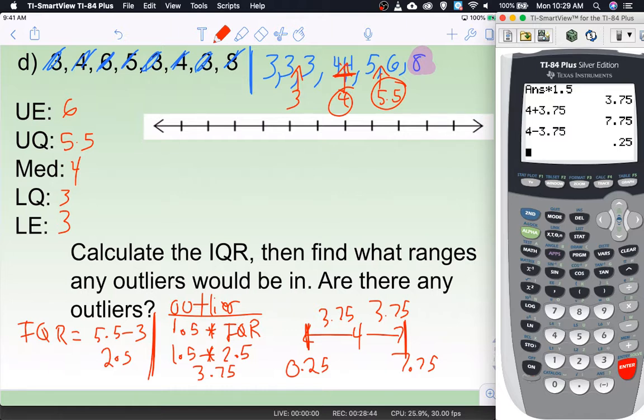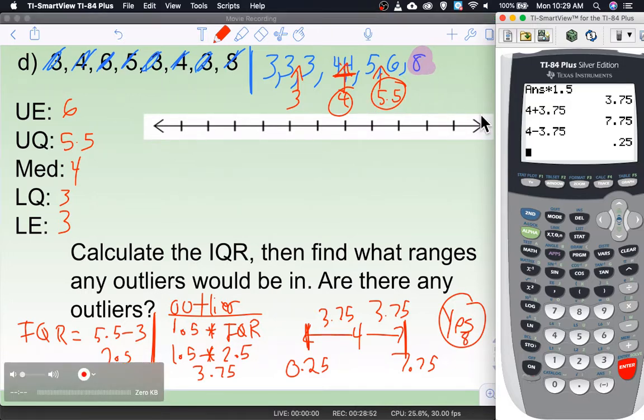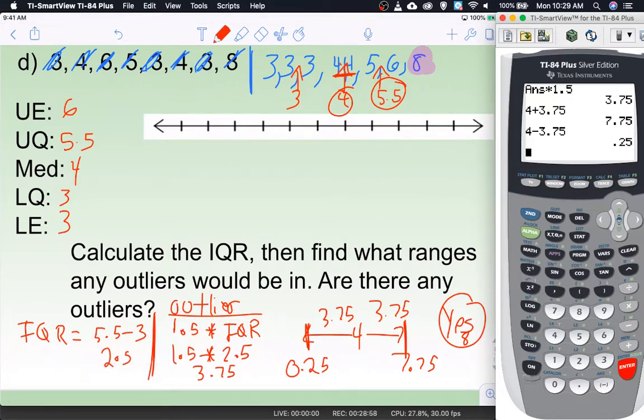So now, when we graph our data, we're still going to need to include up to 8. Even though he's an outlier, we're still going to include him. But he doesn't get to be part of the Box-and-Whisker plot anymore. So check this out. 0, 1, 2. I don't know why I'm making these so low. 1, 2, 3, 4, 5, 6, 7, 8, 9, 10 is fine.